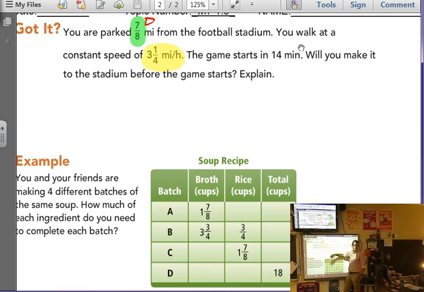You walk at a speed of 3 1/4 miles per hour. Would that be a... That's a rate, because it has a per involved. The game starts in 14 minutes. Now wait, we have distance, rate, and time? Is that time how long it takes me to walk there? No. That time is how long I have before the game starts. So which of those numbers do I want to use in my calculation? Anish? The distance and the rate, because this time is not actually the time of my situation.